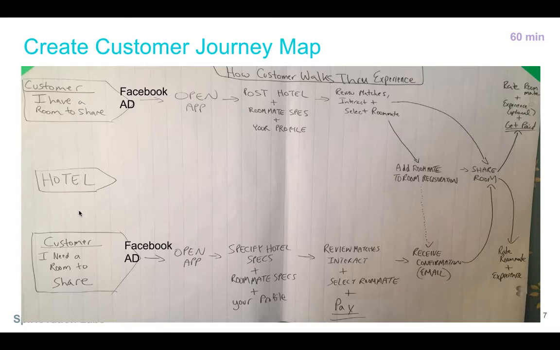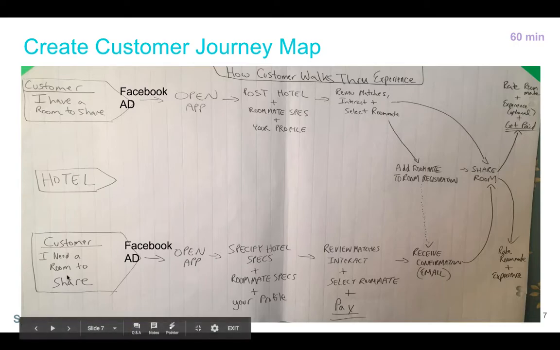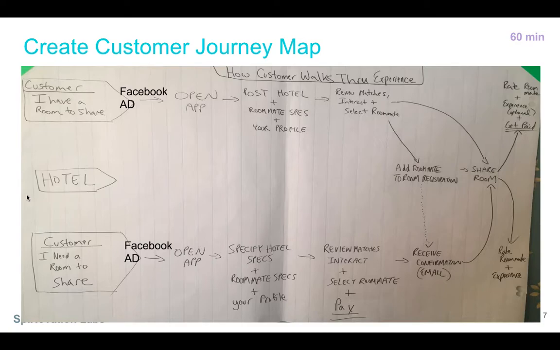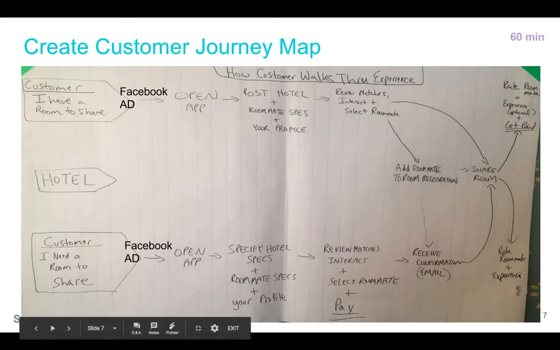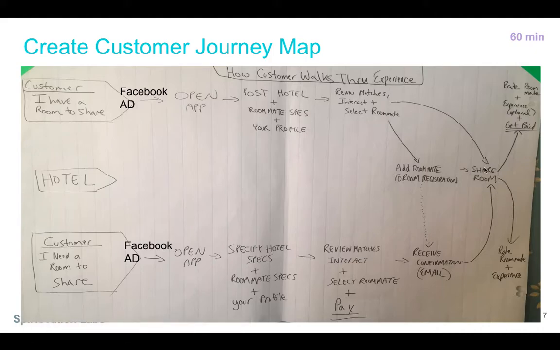So the first thing to do is list out all the customers on the left-hand side, as well as any actors. And then you want to list out the goal. What is the goal for the customer? In this case, it is sharing the room. And after they share the room, they rate the roommate experience. So go ahead and write down what the goal is. Once you have the customers listed out and the goal, you now need to fill in the space in between.